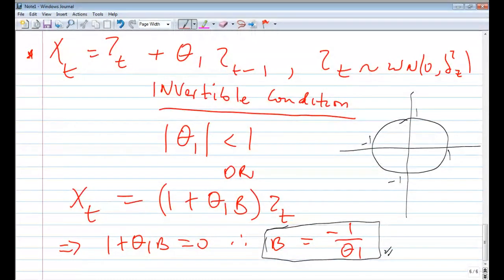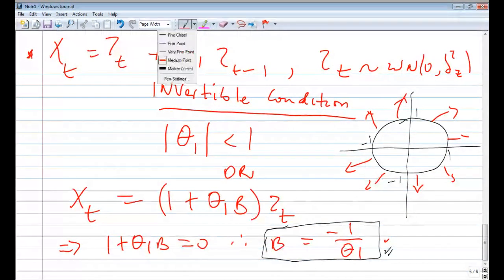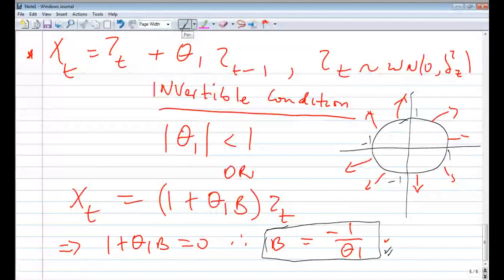When we talk about outside a unit circle, if this value of B here is outside a unit circle, that means it's somewhere here. That is outside a unit circle here. If that value is somewhere outside here, therefore that process is what? It's invertible. Rather, if it's inside the unit circle, somewhere inside here, the process is not invertible.